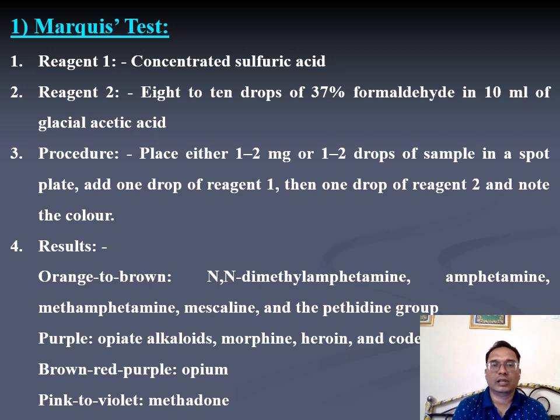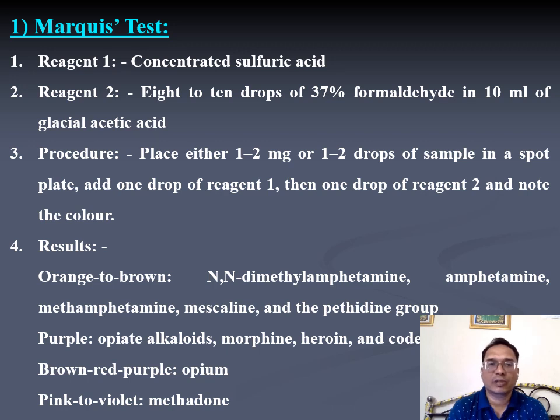It involves two reagents. The first reagent is concentrated sulfuric acid and the second reagent is 37% formaldehyde in 10 ml of glacial acetic acid. The procedure is very simple. We have to take 1 to 2 milligram or 1 to 2 drops of the sample in a spot plate. Then we'll add 1 drop of reagent 1 and 1 drop of reagent 2 and we'll mix it.